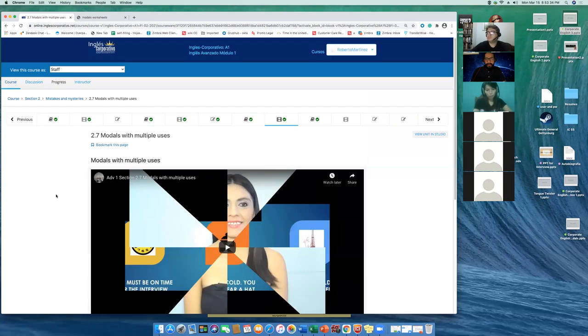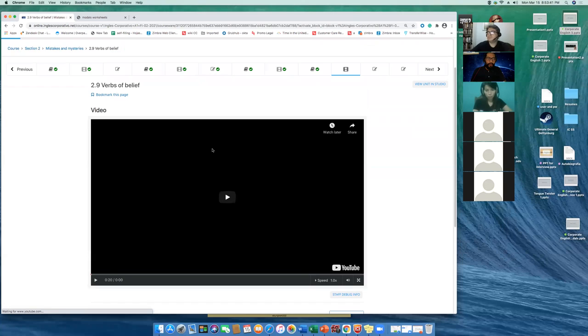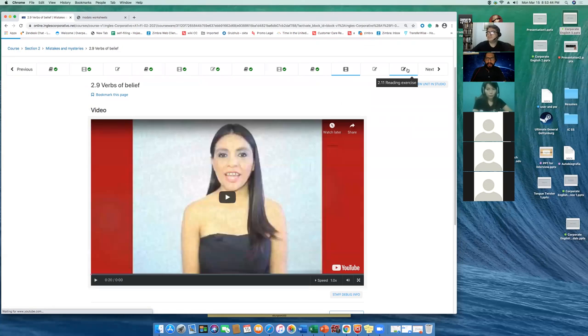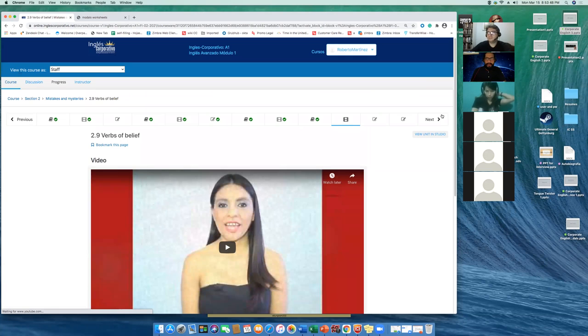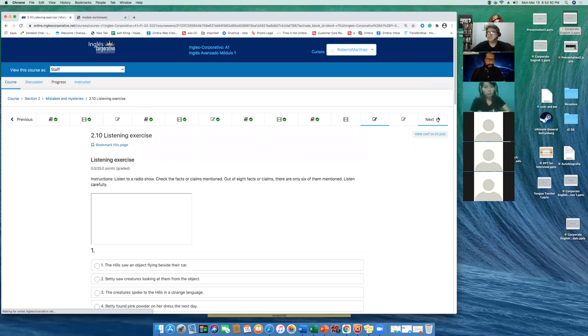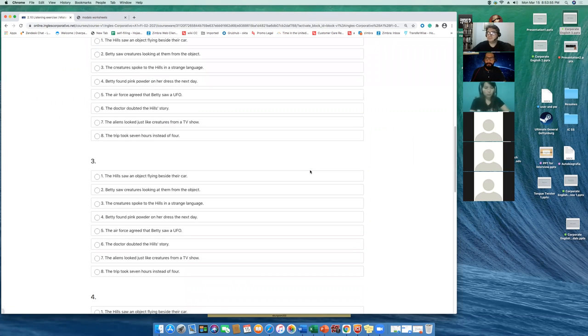These are the models with multiple use. Okay, so I'm missing three sections at the very end, which is the verbs of belief, listening exercises, and reading exercises, and then we finish section 2 and we go into section 3. Let me go ahead and go through that. Okay.